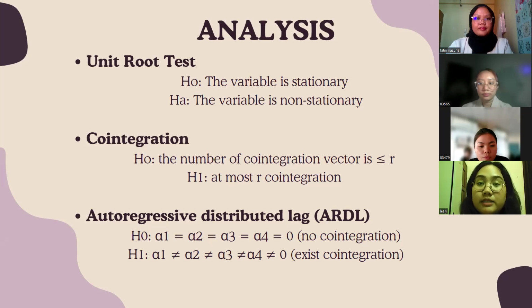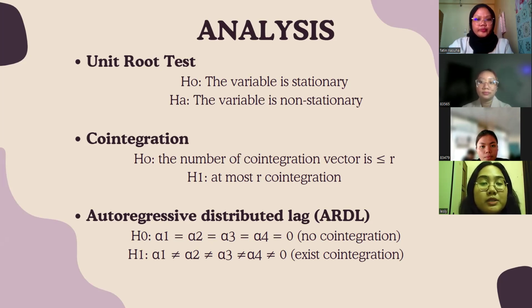For the co-integration, if the trace statistic is more than the critical value, we need to reject the null hypothesis because there is co-integration. If the trace statistic is less than the critical value, we need to accept the null hypothesis because there is no co-integration. So for the last one, we reject the null hypothesis if the F statistic is greater than the upper bound, the variables are co-integrated.